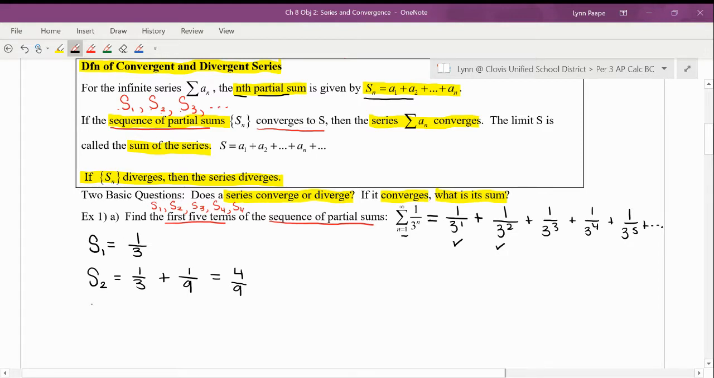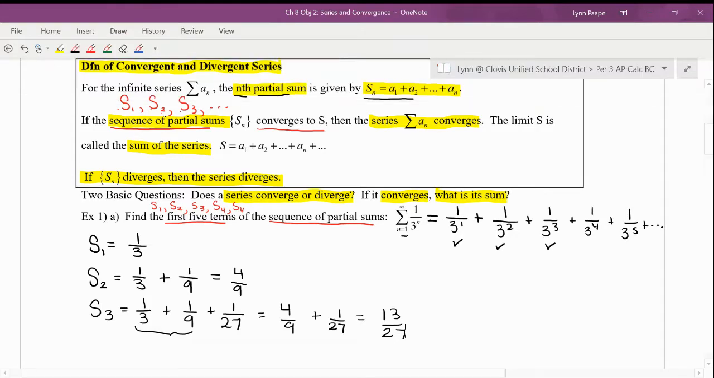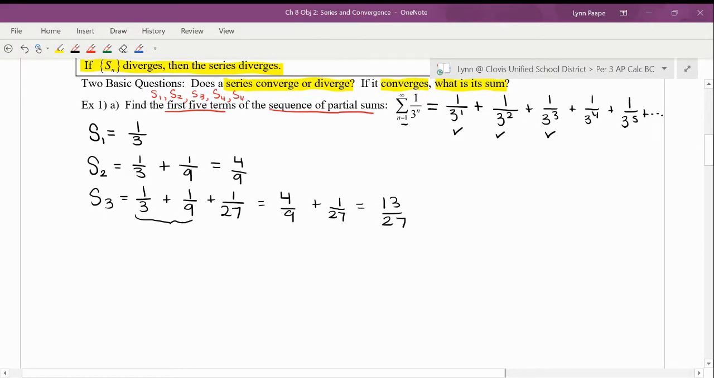Now I need to find S3, which means I'm going to add up the first 3 terms. The first term is 1/3, the second term is 1/9, and the third term is 1 over 3 cubed, which is 1 over 27. Now I want to add those up. Well, I already know what the first two add up to from before, 4/9. Then I add to that 1 over 27. That's 12/27 plus 1/27, which is 13 over 27. Do you see where we're headed there?